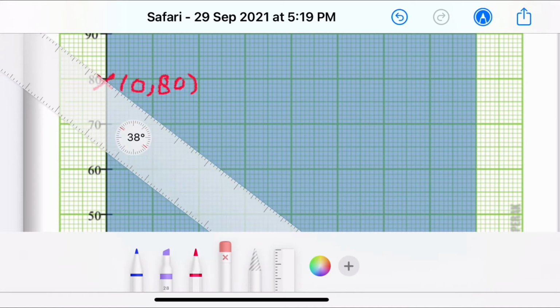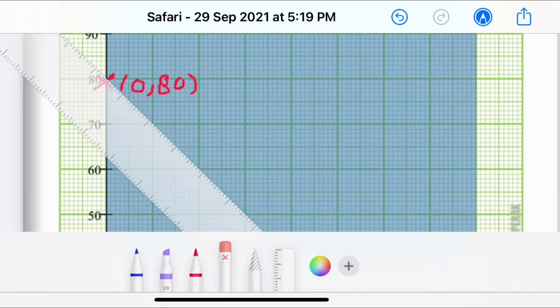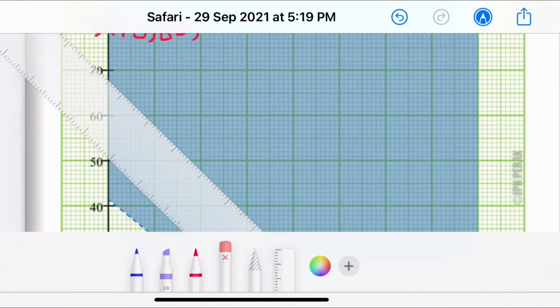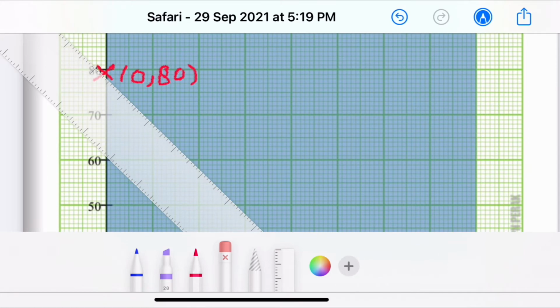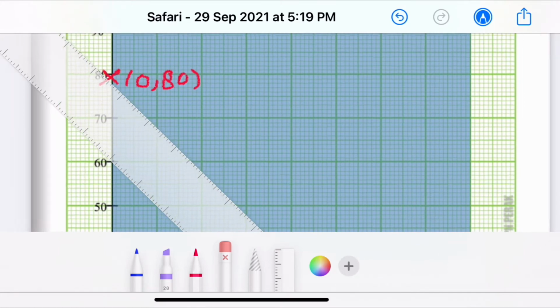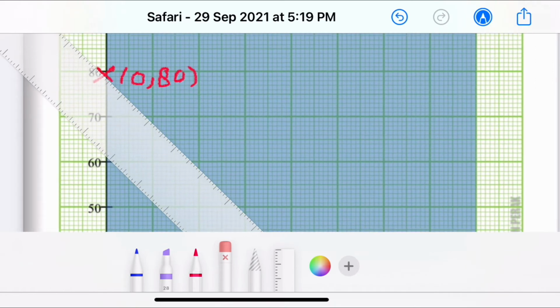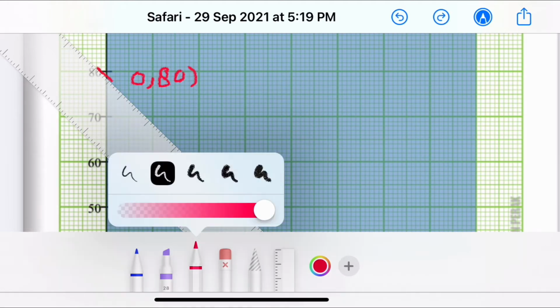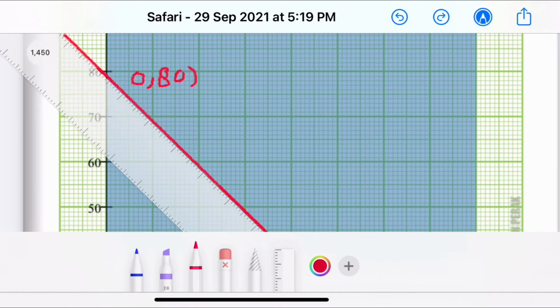Let's check. Now the ruler is like that, so we can push the things and have a look. This is 80. Okay, this is the graph that we are going to draw. We just draw a straight line down. Again, we use a thicker one.